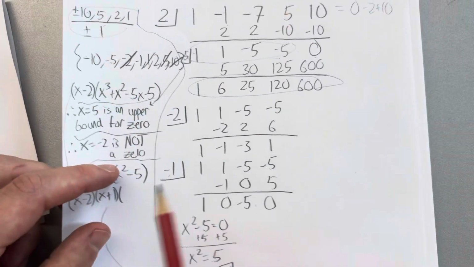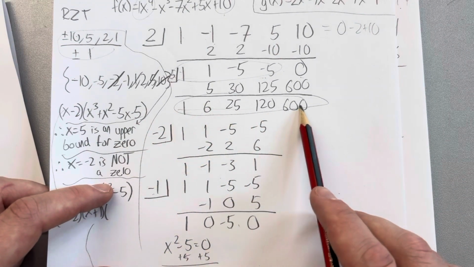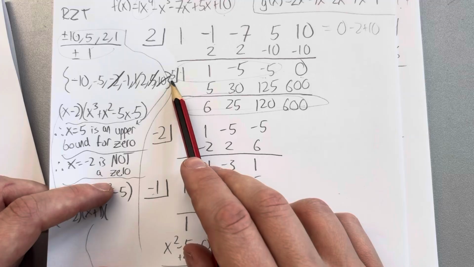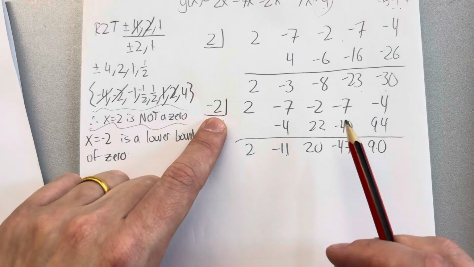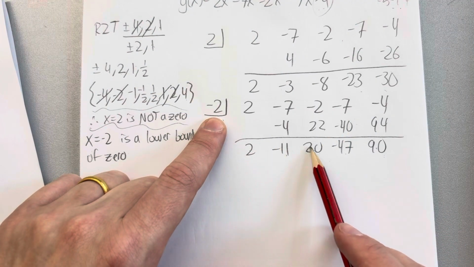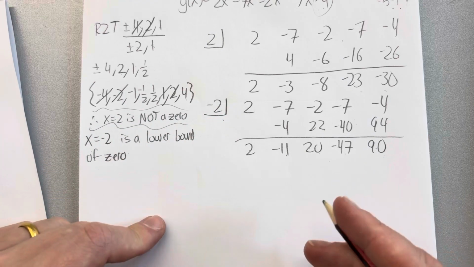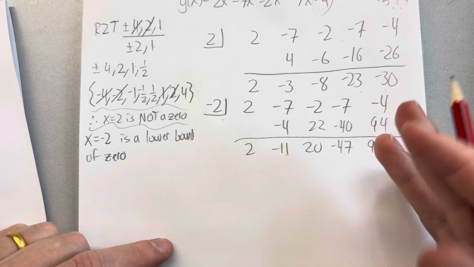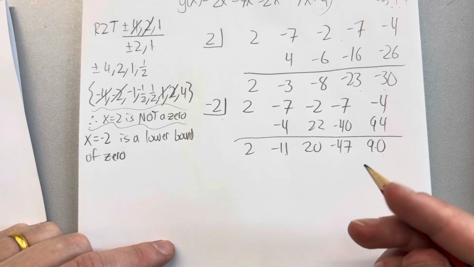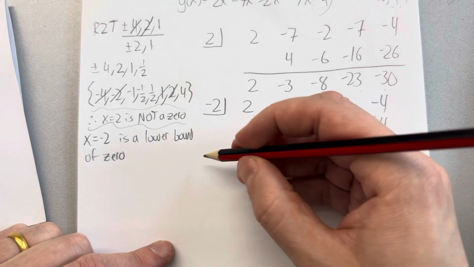So again, upper bound test: if all the results are positive, this number is an upper bound. Lower bound test: if the results alternate between positive and negative, it's a lower bound. That was kind of exciting, I guess. But we still haven't even found a 0. So let's try negative 1.